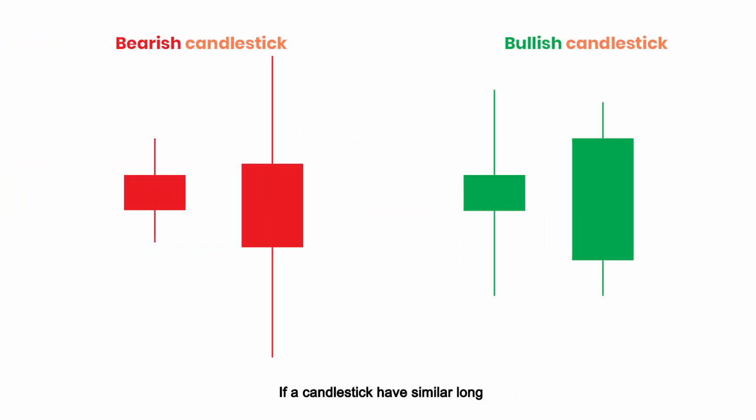If a candlestick has similar long shadows or similar short shadows with a short body, this means there's indecision. However, if a candlestick has similar long shadows or short shadows with a long body, it means that buyers, if price closed above, and sellers, if price closed below, are in power.